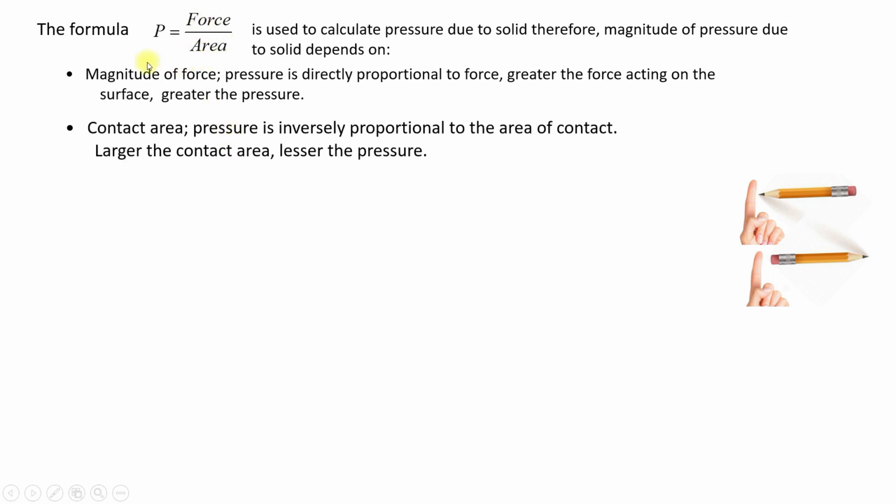How are force and area related to pressure? The magnitude of force is directly proportional to pressure. The larger the force, the larger the pressure, because force is in the numerator. Secondly, since the contact area is in the denominator, it is inversely proportional to the pressure. So the denominator is always inversely proportional to the subject of the formula, and the numerator is directly proportional.